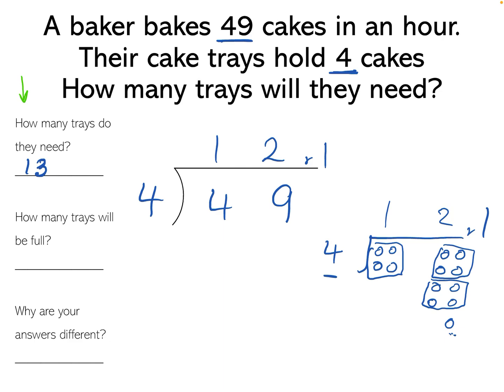Because they can't just have that one floating around. It's got to be in a tray. How many of these 13 trays are going to be full? Well, if we made sure we filled up a tray before we moved on to the next tray, it's going to be 12 full trays.